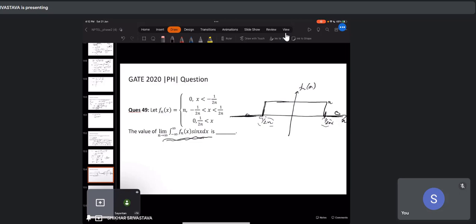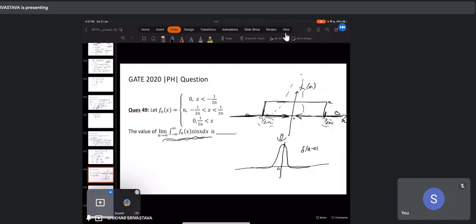I guess if n tends to infinity, this will behave like a delta function. Yes, correct, right. So when n will become large, then this 1 by 2n will become smaller and smaller. So in the limit n tending to infinity, these limits will go towards the center, the origin, and similarly this function n will become very large. It will assume a delta function which is centered at 0, because area is conserved.